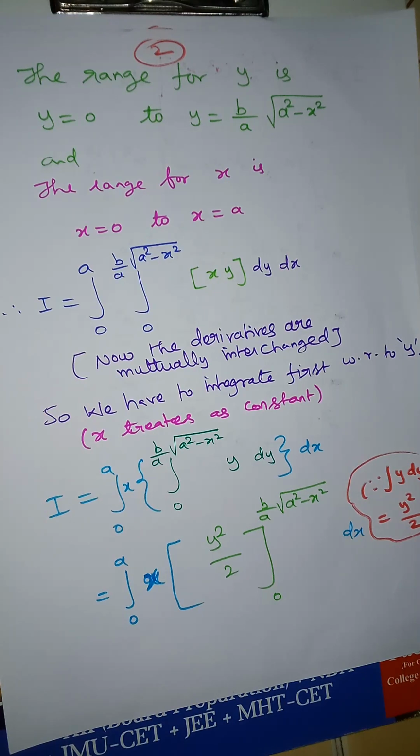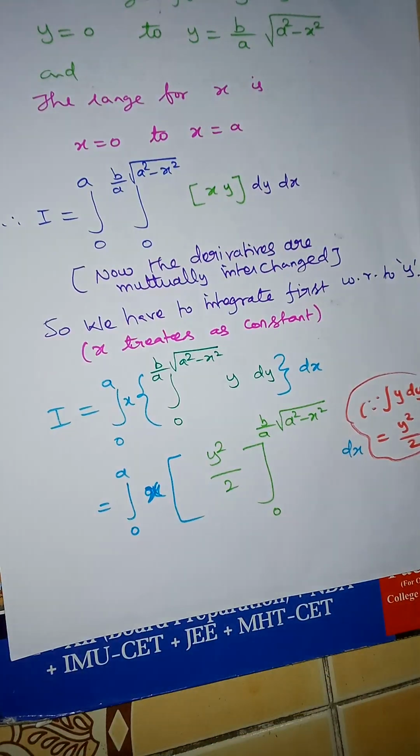So we are given x is equal to 0 and b by a square root of a square minus b square, like that, isn't it? But after applying the change of order of integration, y becomes y equal to 0, y equal to b by a square root of a square minus x square. X will become x is equal to 0 and x is equal to a, isn't it? So please remember, now the derivatives are mutually interchanged. dx goes to the second place, dy goes to the inner place, isn't it?